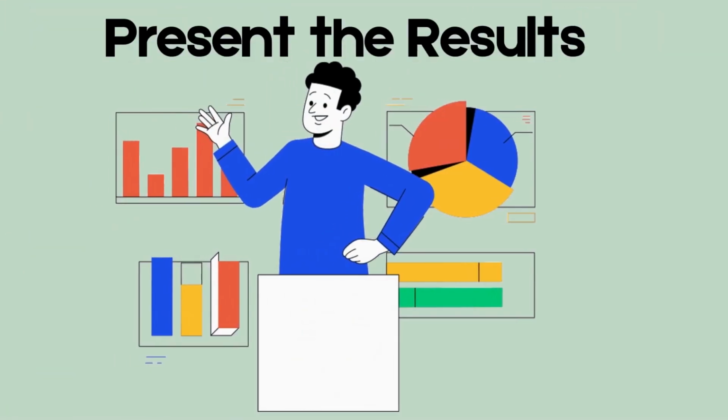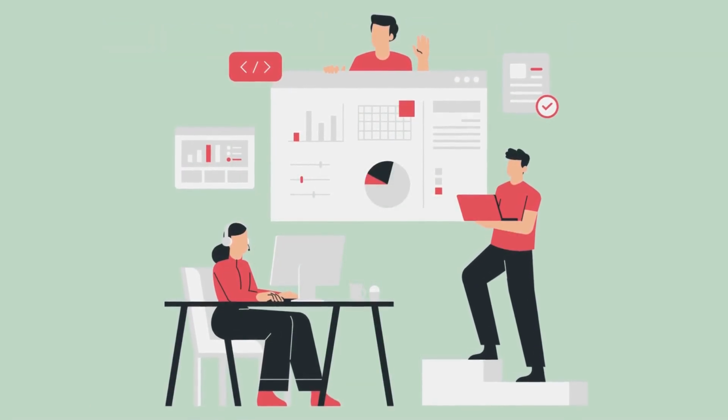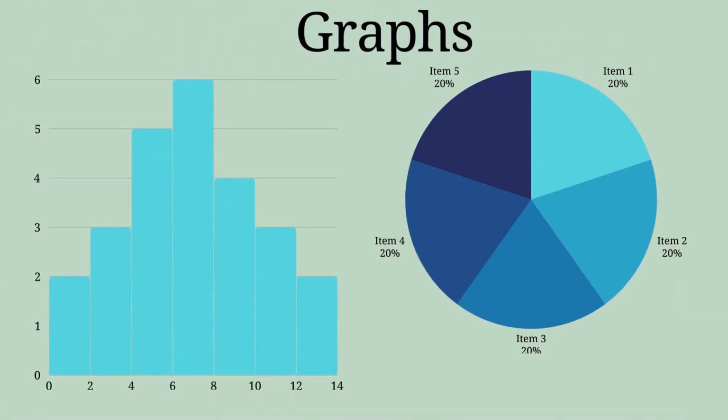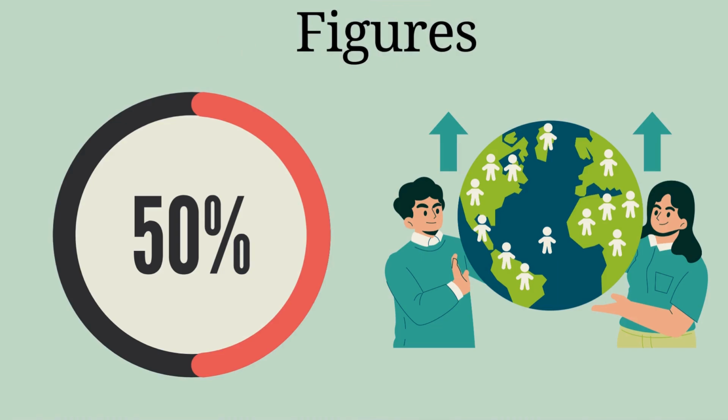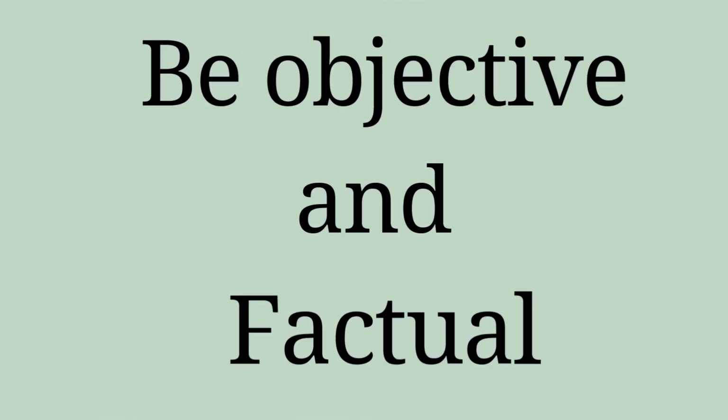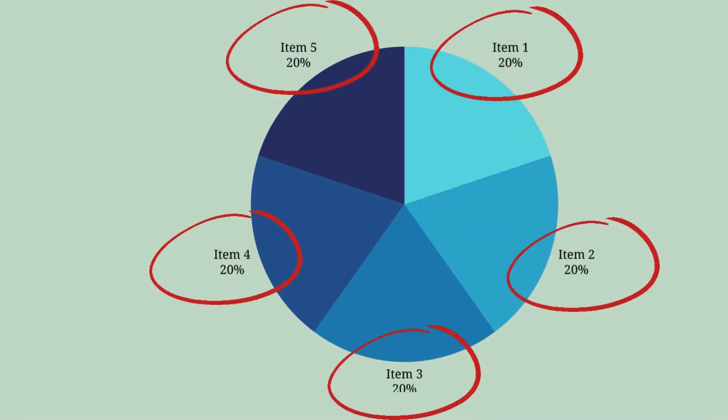Step 6. Present the results. The results section is where you present your findings. Use tables, graphs, and figures to make your data clear and accessible. Be objective and stick to the facts. Interpretation comes later in the discussion section. Each figure or table should have a caption that briefly explains what the data shows.